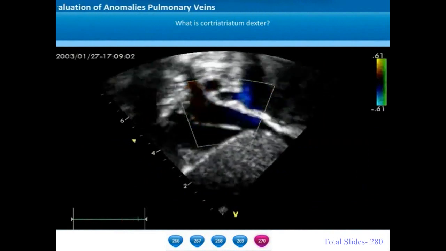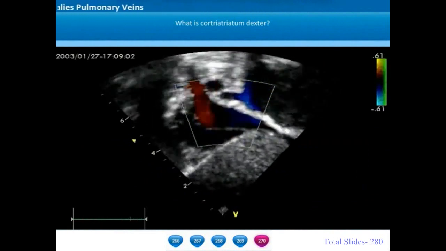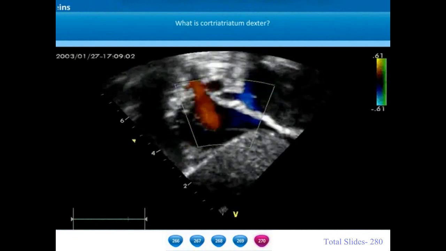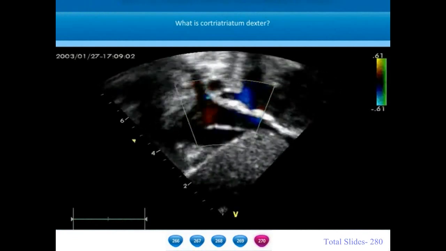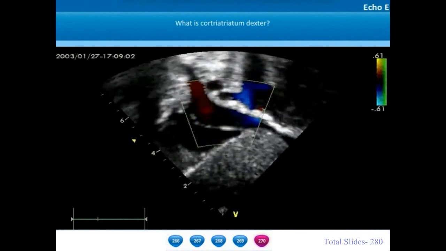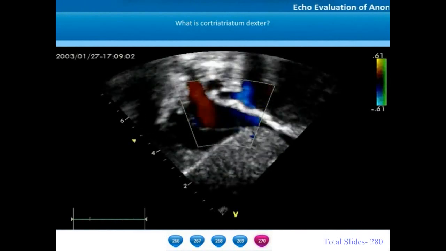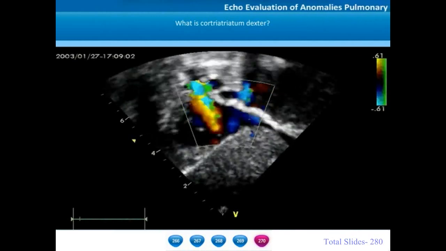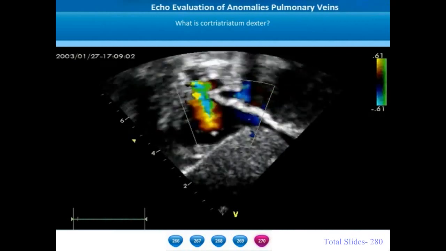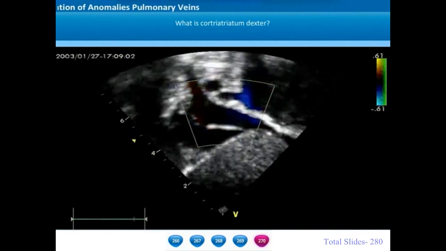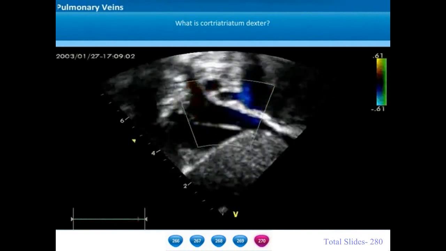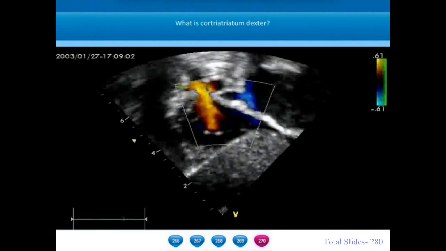Cor triatriatum means divided atrium or partitioned atrium. In cor triatriatum sinister, there is one right atrial cavity and two parts of the left atrial cavity. There is an entity described as cor triatriatum dexter, which means divided right atrium or partitioned right atrium.